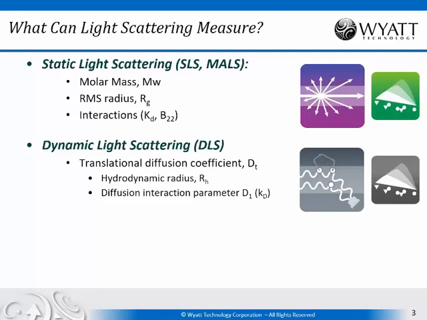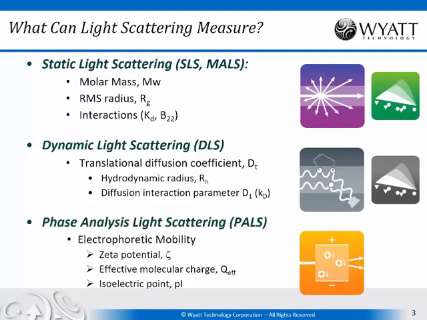Dynamic light scattering, on the other hand, measures from first principles the translational diffusion coefficient of the molecules, that is their diffusion due to Brownian motion in the solution. And from that you can derive a measure of size known as the hydrodynamic radius, RH. This can also give you, through the concentration dependence of RH or of DT, a measure of interactions between the molecules known as the diffusion interaction parameter. It's known in certain circles as KD, but I prefer to call it D1 in order not to confuse it with other KDs such as the dissociation constant.